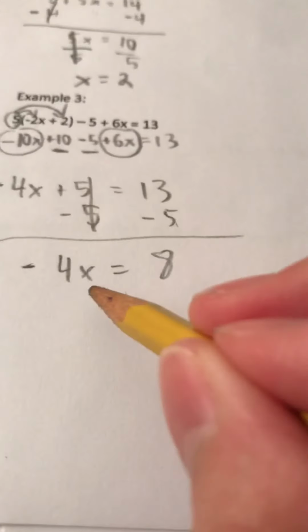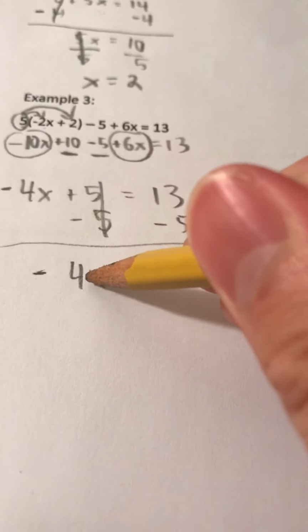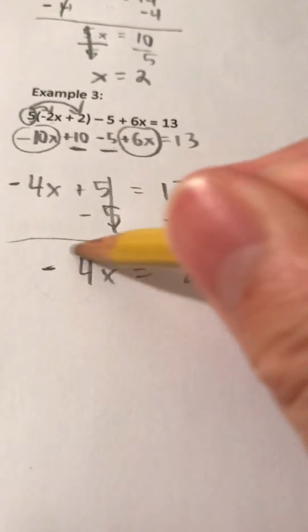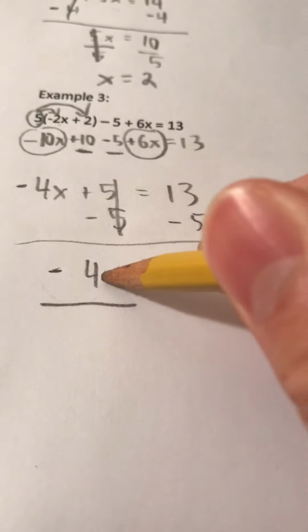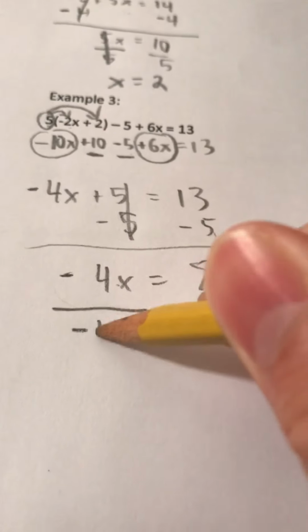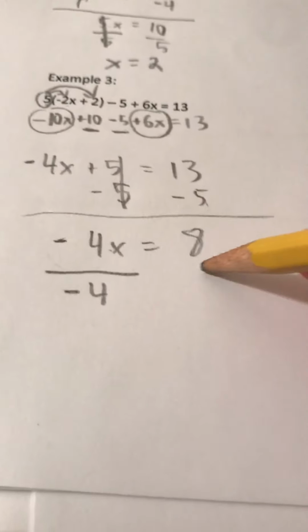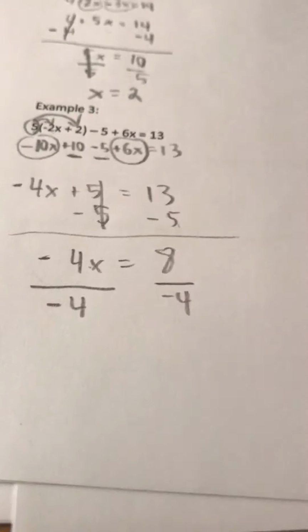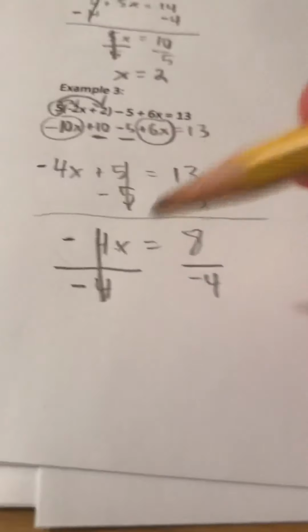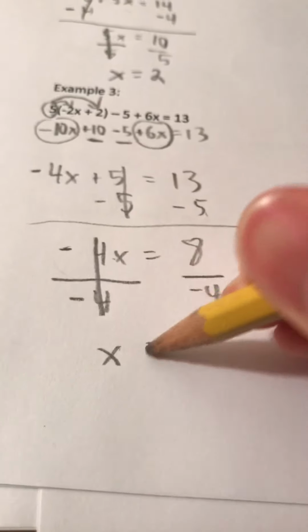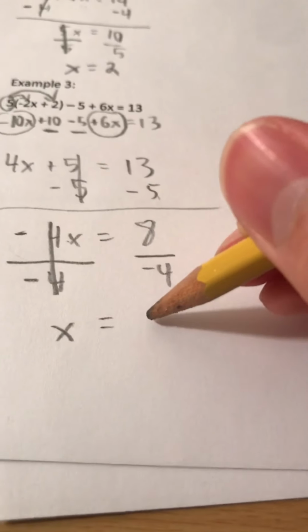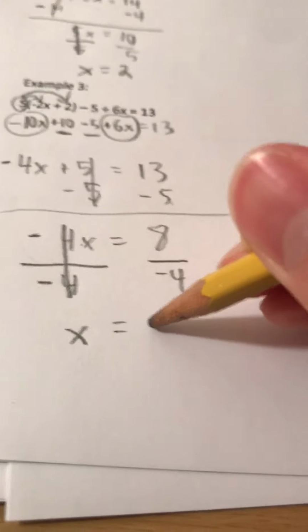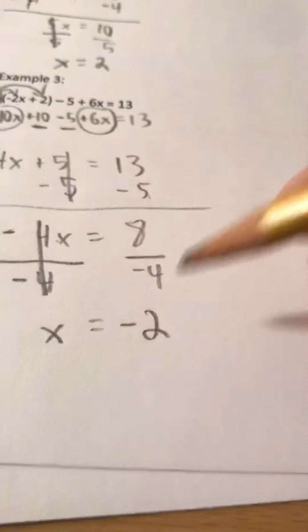Name of the game, get that x by itself. I gotta do the opposite to make that negative 4 disappear. Opposite of multiplication will be division, so I divide both sides by negative 4, because what I do to one side, I do to the other. These negative 4's cancel out, leaving me on this side with just an x. On this side, 8 divided by negative 4. If you enter that into your calculator, you will get negative 2.